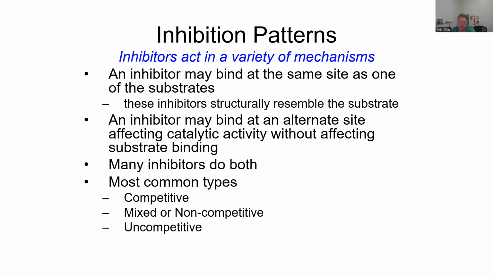Now, the most common types are competitive, and these are the three things that we're going to focus in on. And these are the things that I really want you to know these graphs very well. Competitive inhibitors, mixed or non-competitive, and uncompetitive. Those terms, mixed or non-competitive and competitive, may seem a little bit redundant, but they affect enzymes in different ways.